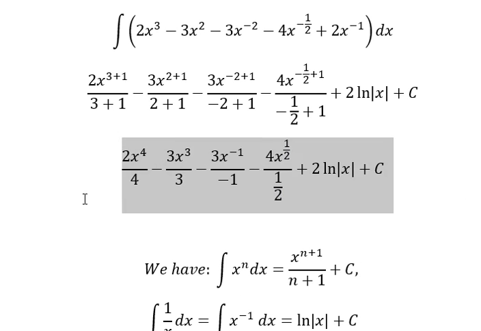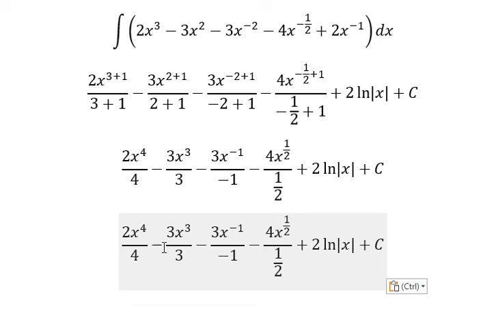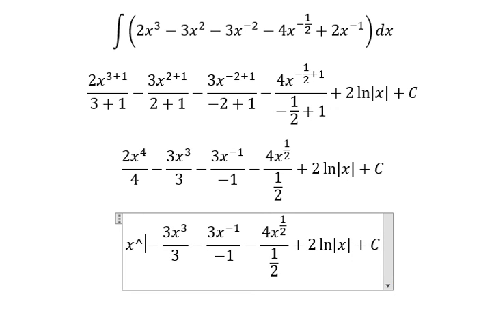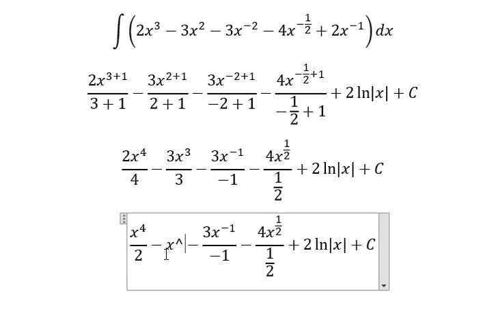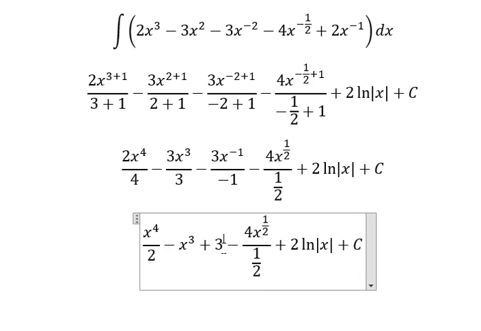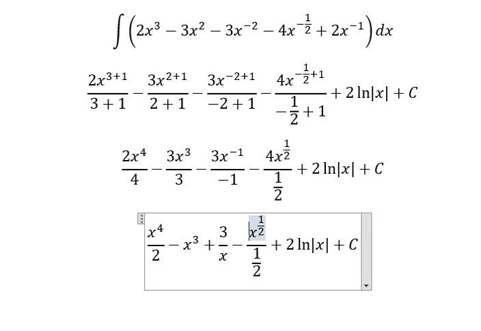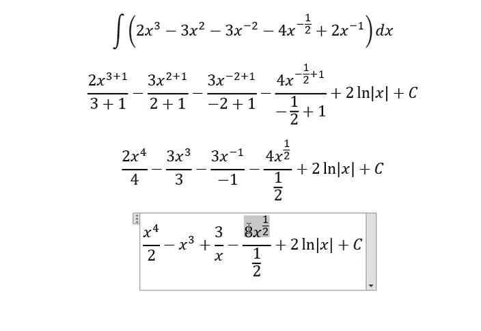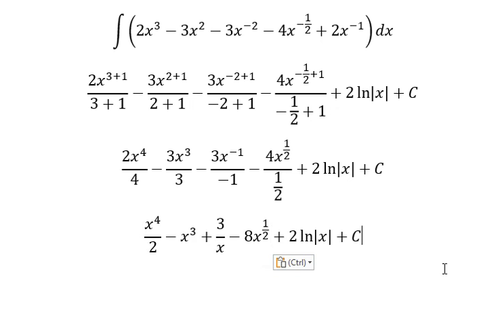Now we need to simplify. 2 divided by 4, we have number 2. 3 divided by 3, we have x to the power of 3. Negative, negative, we simplify. Number 2 go in here, we have 8. And this is the final answer.